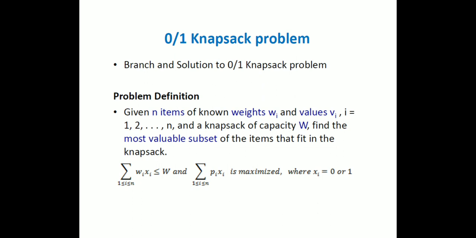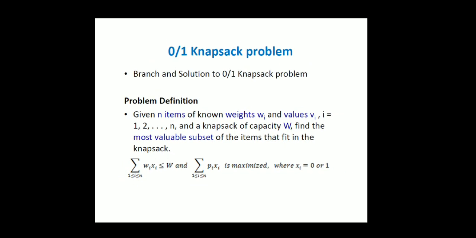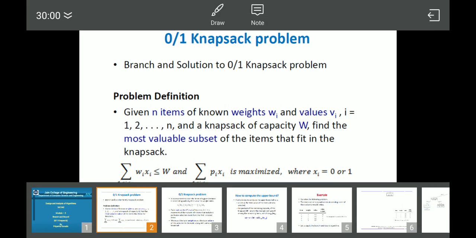So this problem says that you are given n items of known weights Wi and values Vi, ranging from 1 to n, and a knapsack with a capacity of W. Thus, we are here supposed to find the most valuable subset of items that fit into the knapsack. Therefore, the motto here is to maximize the profit.